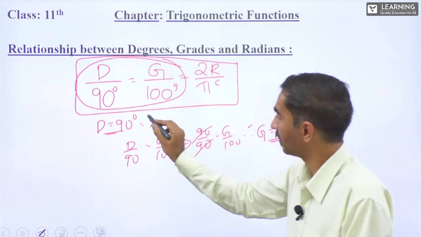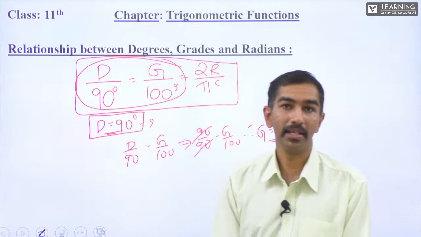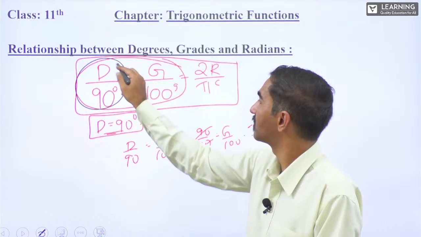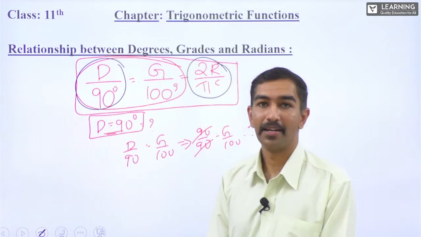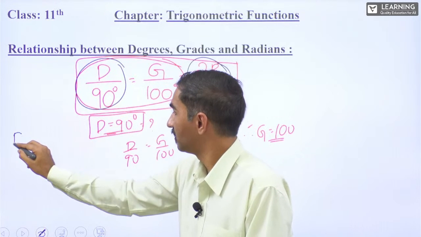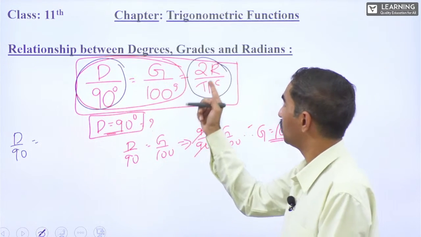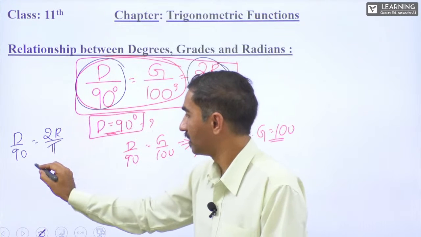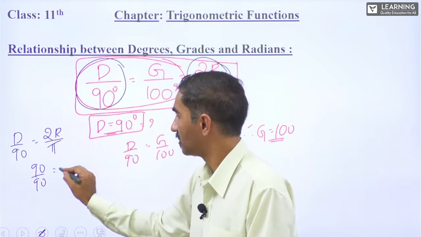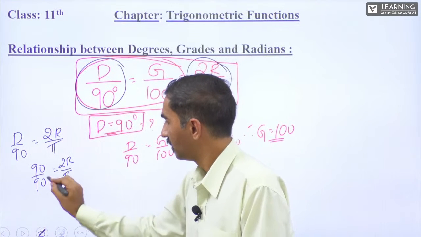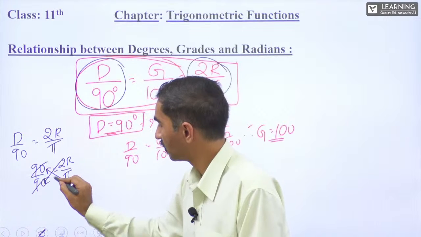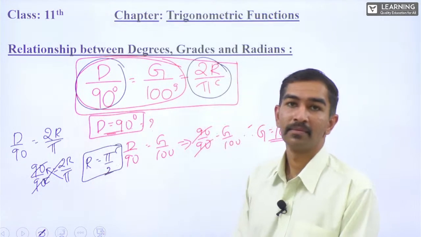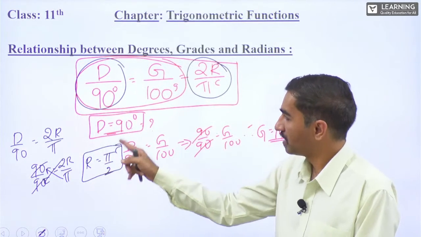Similarly, again you are given degrees equal to 90 degrees. Calculate the angle in terms of radians. Then what you have to do? Consider this and this. So D by 90 is equal to 2R by pi. And D is 90, so 90 by 90 is equal to 2R by pi. Cross multiply, pi up, 2 down. So R will be equal to pi by 2 radians. So pi by 2 radians is equal to 90 degrees.